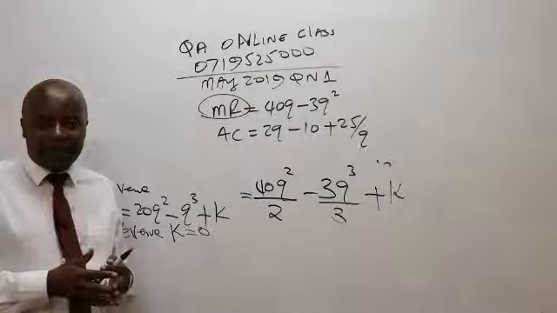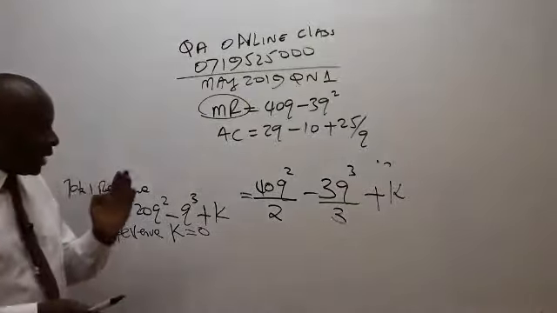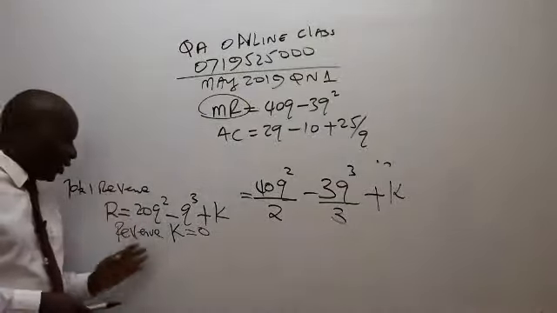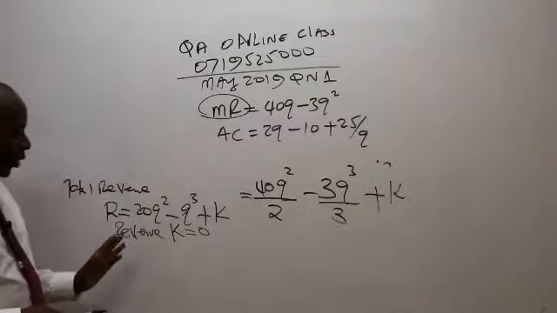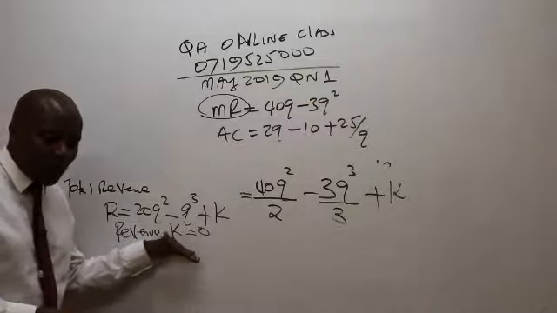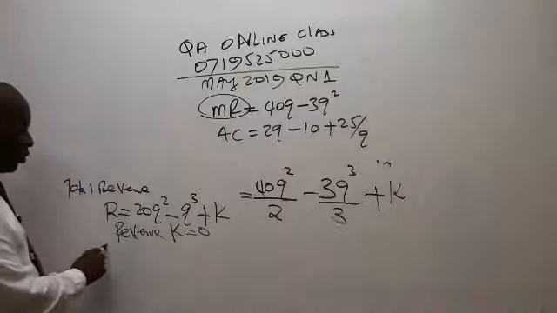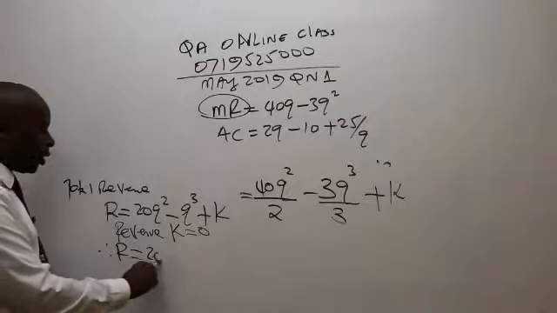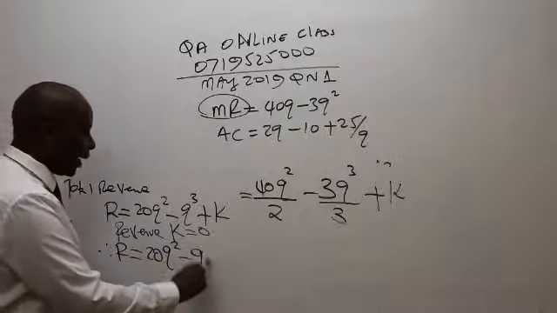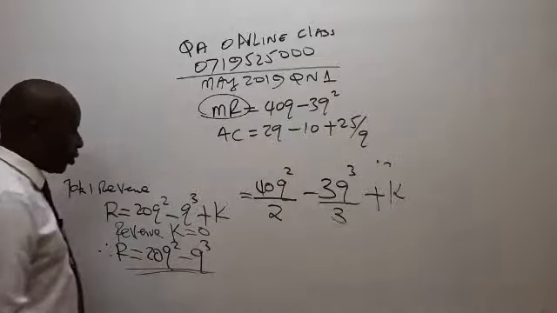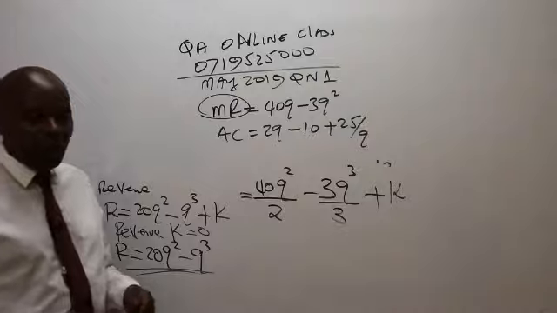Corruption. Ladies and gentlemen, I would want to emphasize this, that for revenue, k will always be equal to 0. And therefore, our total revenue will be 20q squared minus q cubed, like that.